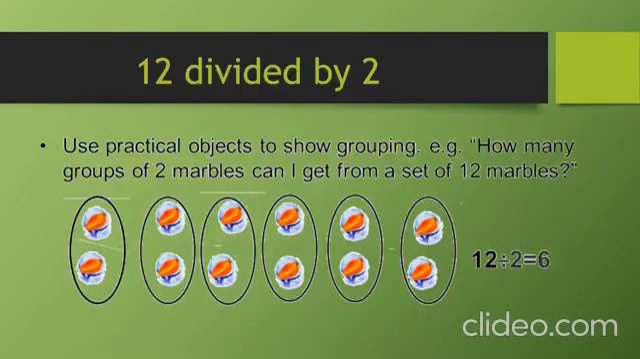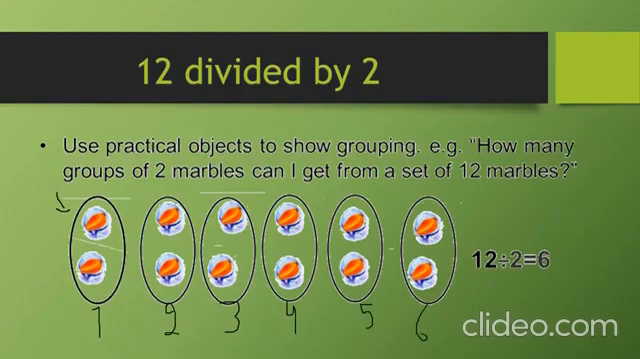12 divided by 2. Use practical objects to show grouping. For example, how many groups of 2 marbles can I get from a set of 12 marbles? So here we have 12 marbles. In each group here we have 2 marbles. So 1, 2, first group, second group, third group, fourth group, fifth, and sixth.